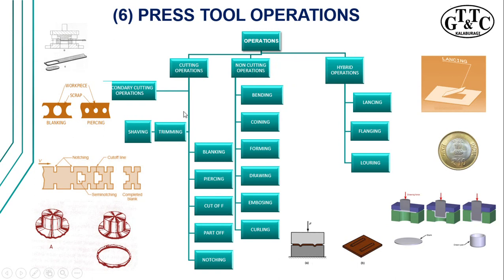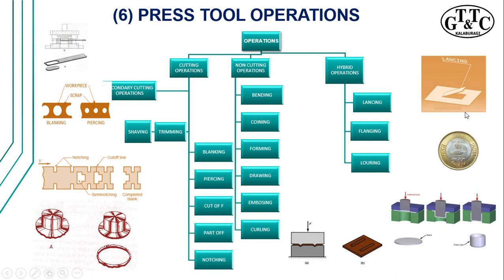And in cutting operations, you find various operations like trimming, shaving, blanking, piercing, cut off, part off, and notching, etc. And then in the non-cutting operations, you find bending, coining, forming, drawing, embossing, curling. And hybrid operations are the combination of both cutting as well as non-cutting operations.